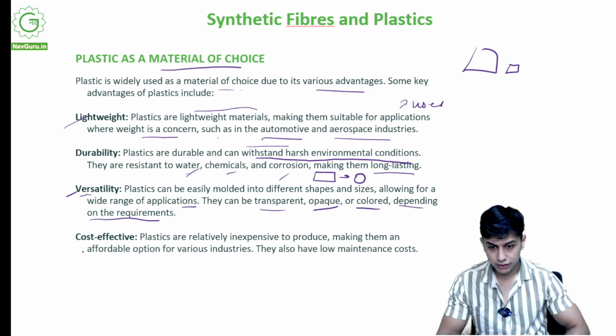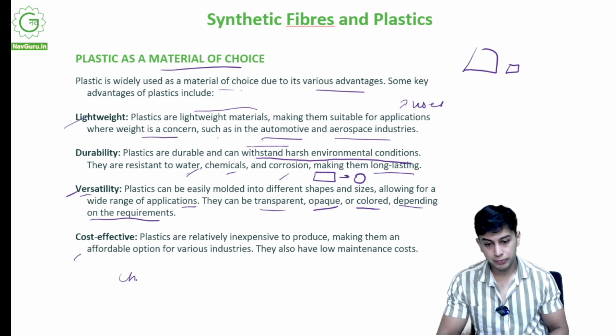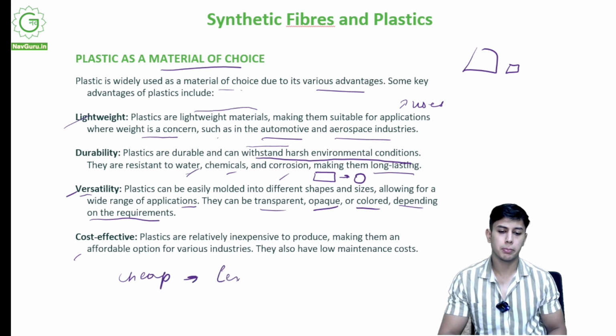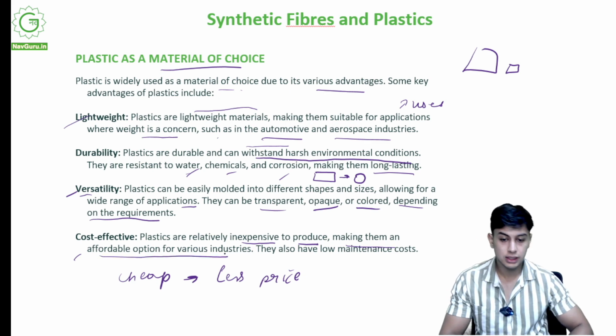Okay, cost effective. How is it cost effective? It is cost effective because it is very cheap. It is providing me a lot of things for less price. Hence, plastics are used. Plastics are relatively inexpensive to produce. Making plastic is not that expensive, making them an affordable option for various industries.